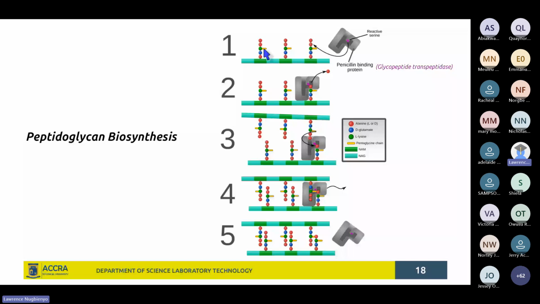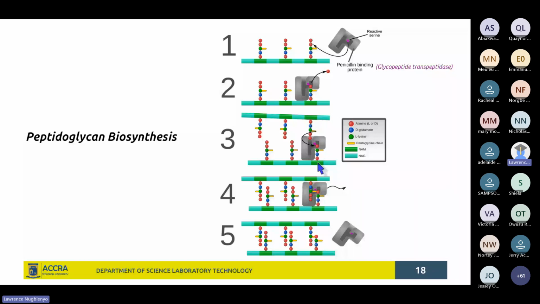So you have the penicillin binding protein, or that glycopeptide transpeptidase. What is it doing? It is catalyzing the linkage of that pentaglycine chain onto the terminal alanine on another tetrapeptide, which is on the N-acetylmuramic acid residue.